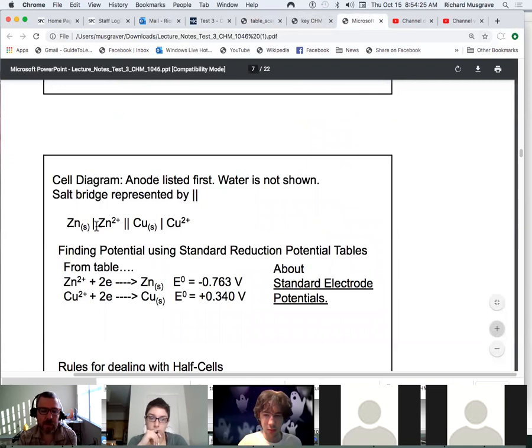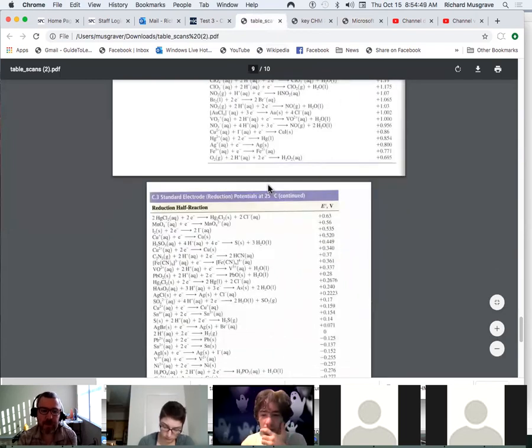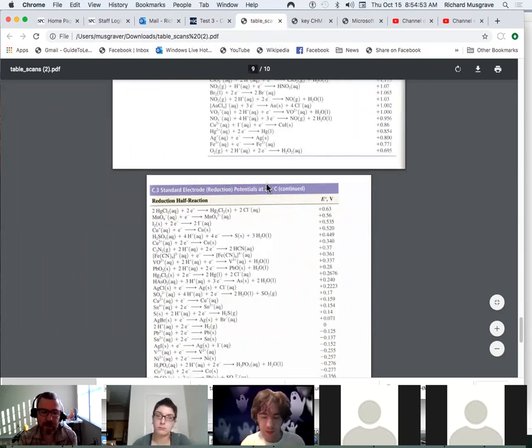This is the cell diagram that we're talking about. On one side, we're dealing with zinc and zinc 2+, so a zinc electrode in zinc 2+ solution. And on the other side, it's copper in a copper 2+ solution. So I have to find reactions that have exactly those species in them so I can write them down.